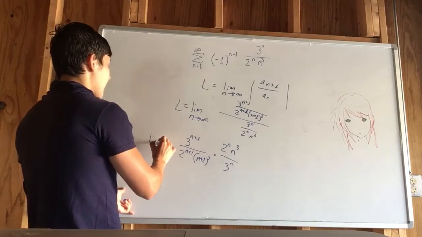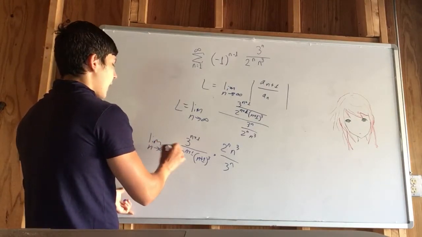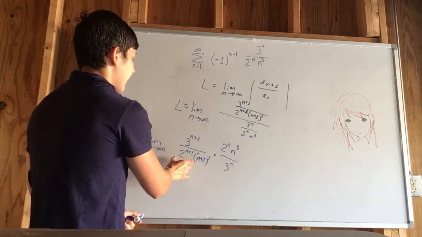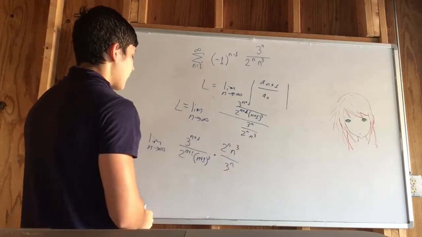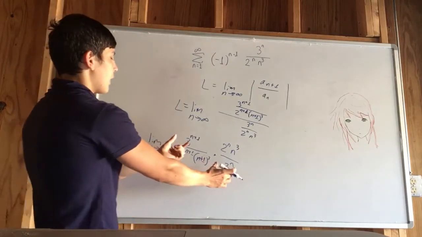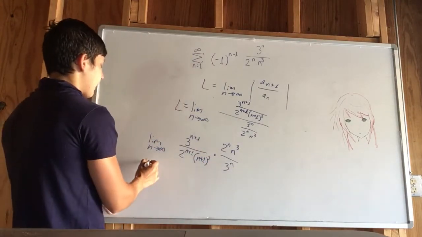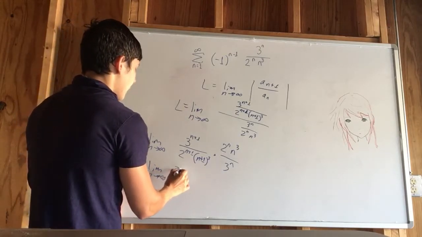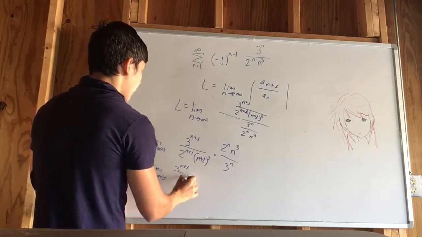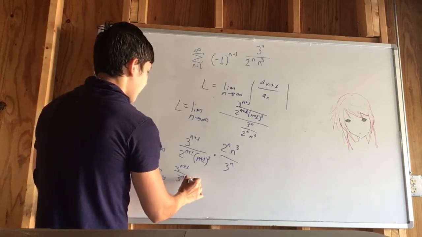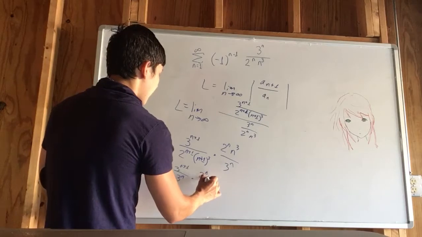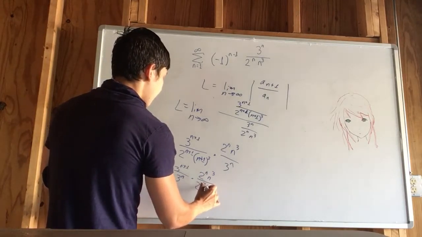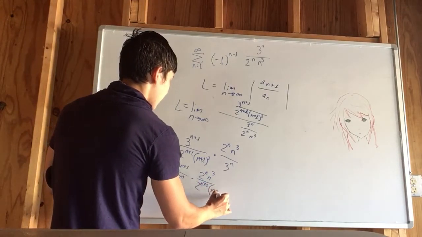And what I would do is I would group together what looks more similar. So this looks similar to this one, and this looks similar to this. So I would group them together. You could always switch them because we're multiplying after all. So we could do that. 3 to the power of n plus 1 over 3 to the power of n. And then on the other side, we have 2 to the power of n times n cubed over 2 to the power of n plus 1 times n plus 1 cubed.